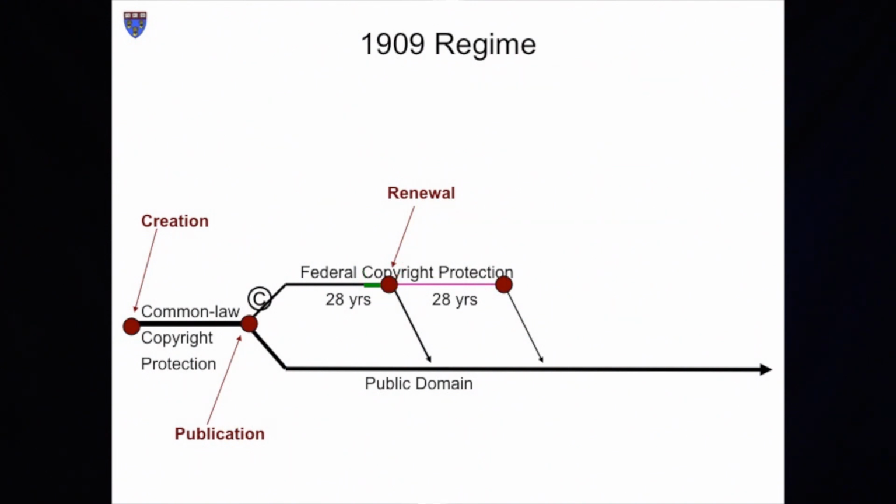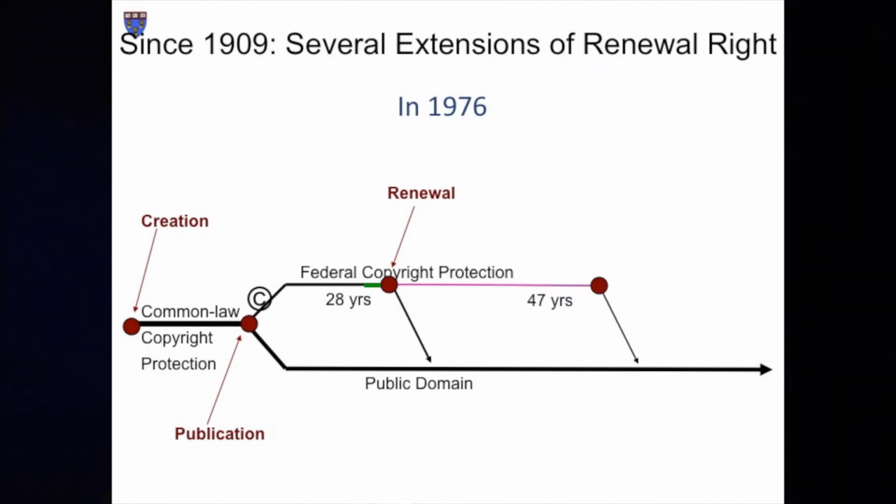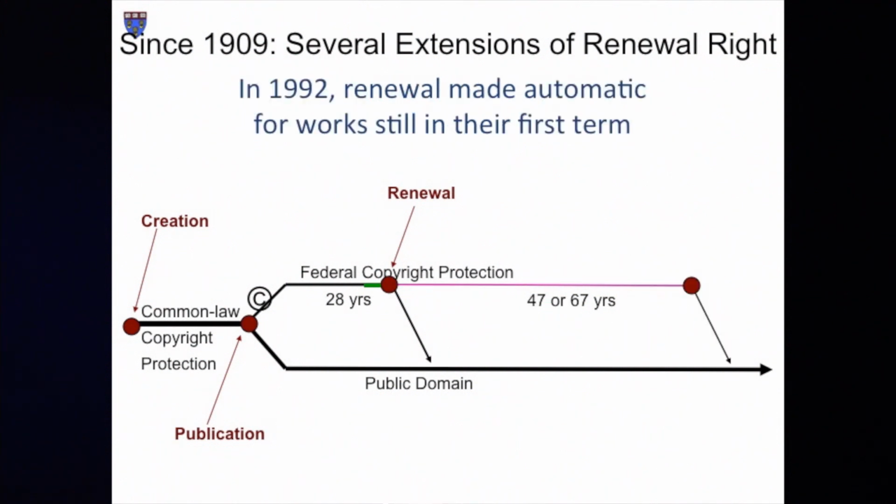With respect to works first published under the auspices of the 1909 statute, this basic structure has remained intact, but the length and mechanics of the renewal term have been adjusted several times. In 1976, the renewal term was extended from 28 to 47 years. In 1998, as part of the Copyright Term Extension Act, it was extended from 47 to 67 years. In 1992, the renewals of works that at the time were still in their first term was made automatic rather than voluntary. The result is that copyrighted works ceased falling into the public domain at the end of their initial 28-year terms.